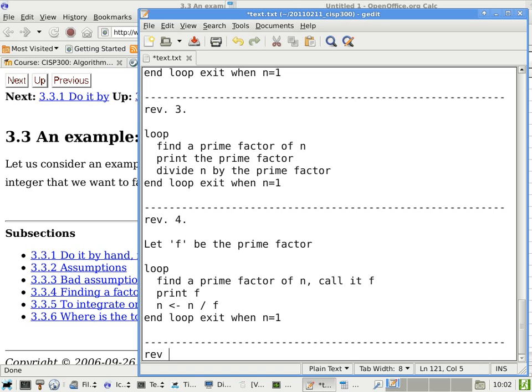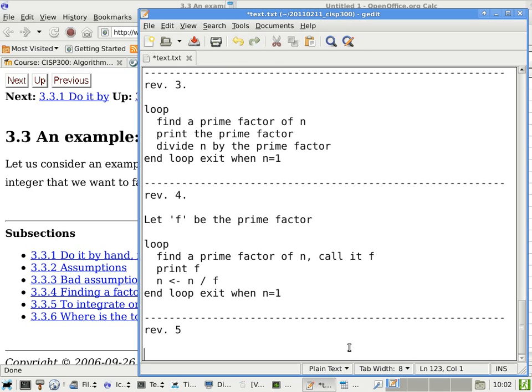So in revision 5, we can probably go ahead and determine whether we need a pre-checking loop or a post-checking loop. What do you think? Do we want to check the condition before one iteration, or do we want to check the condition after at least one iteration? Before, after? It depends on the assumptions. Both can work, but it depends on the assumptions.